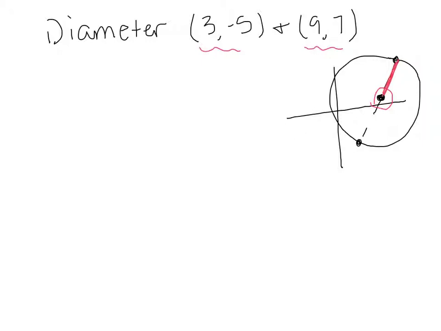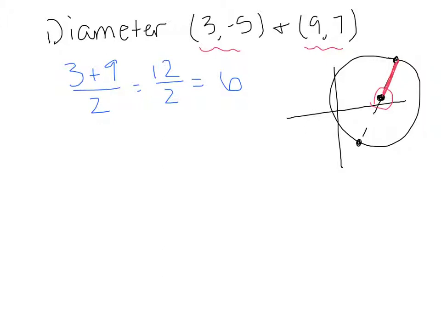I like to find it by thinking about averages. If we're going to find the midpoint of 3 and 9, we can find the average of 3 and 9. So that would be 12 divided by 2, so that would be 6. So now we have half of our center.